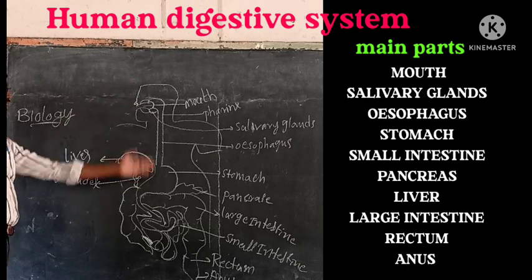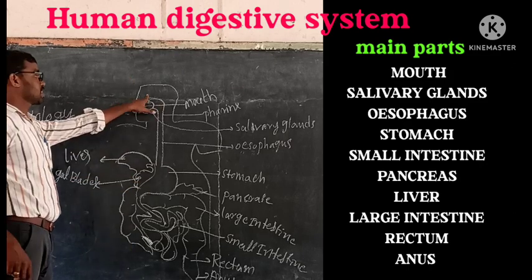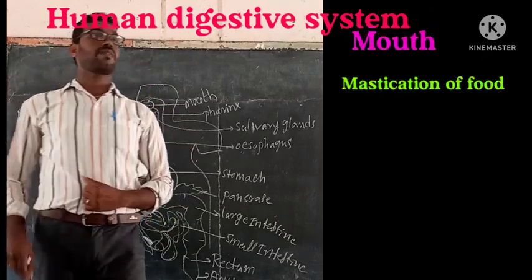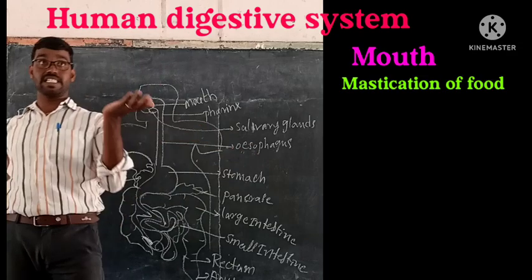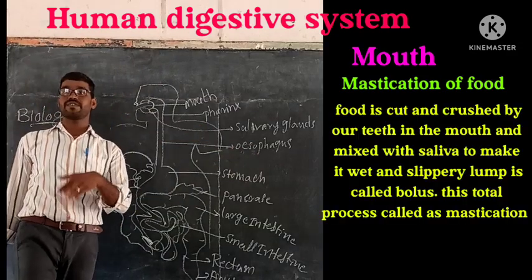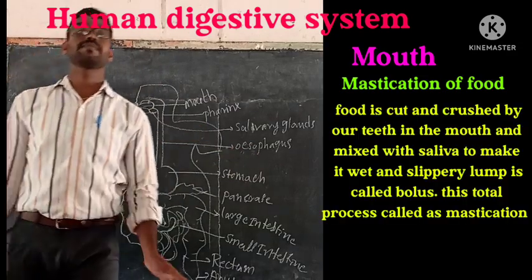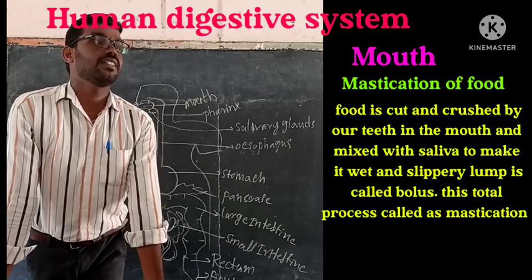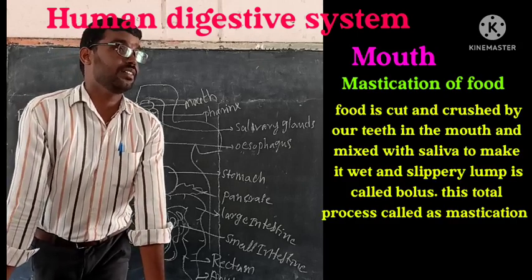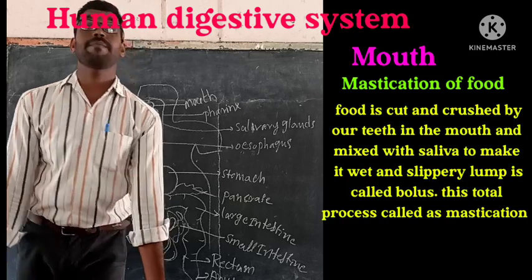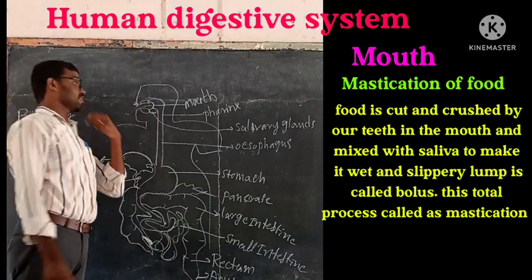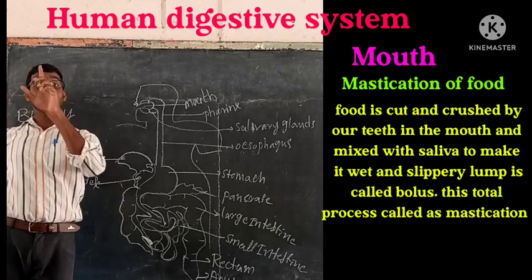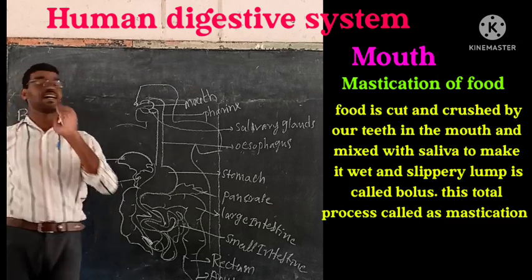I will explain everything. First one, the mouth. We are taking food through the mouth. After taking, can we directly swallow the food, or what do we need to do in the mouth? Chewing. We want to chew the food. When we are chewing, some liquid present in our mouth mixes with the food. That liquid we call saliva.